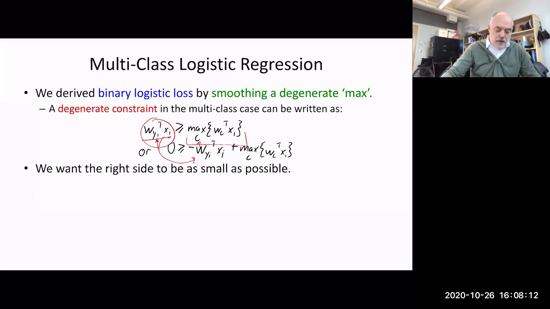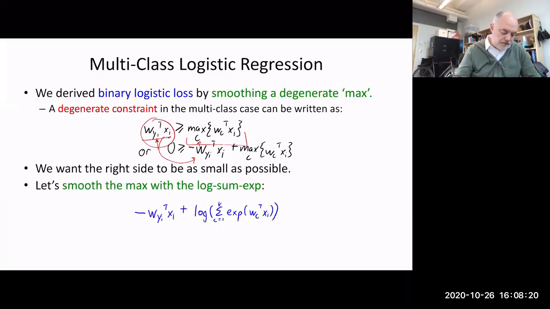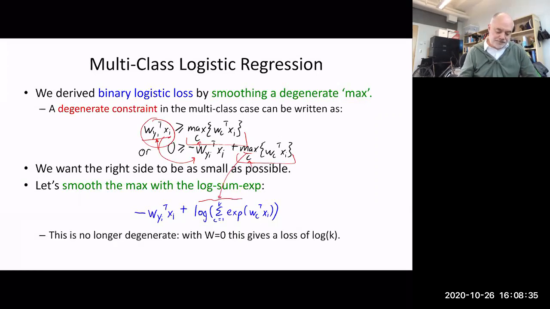Great. So what do we want? We want the right-hand side to be as small as possible, right? We want it to be bounded above by 0, so we want to push everything down, just like before. And what we can do is look at this max over a bunch of different classifiers and just smooth it with the log sum x, just like we did before. Okay, so we replace this max with log sum x, right?